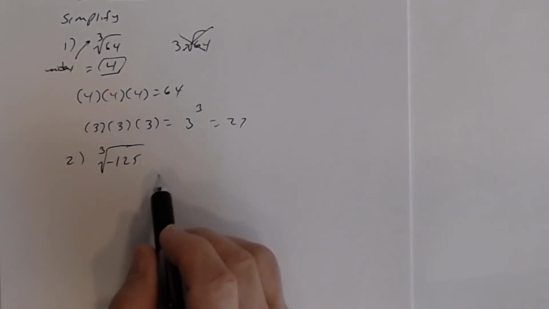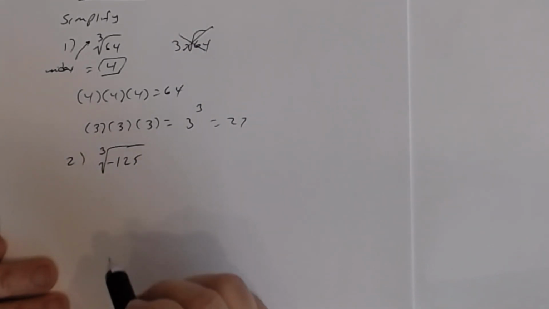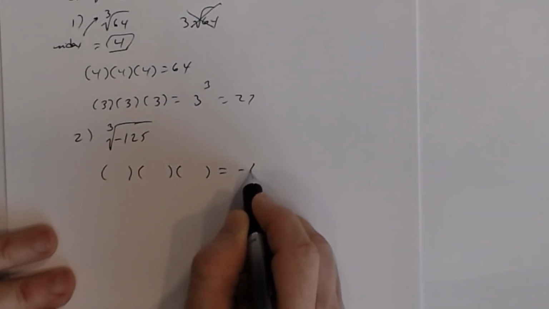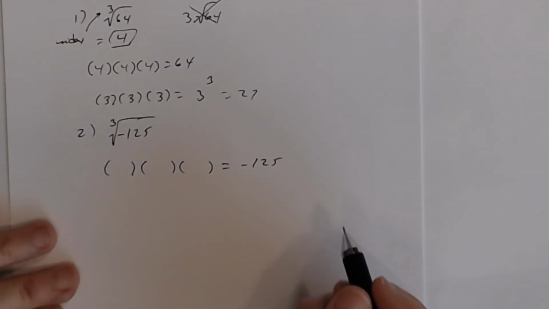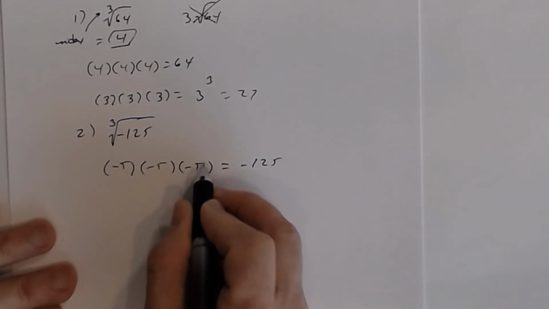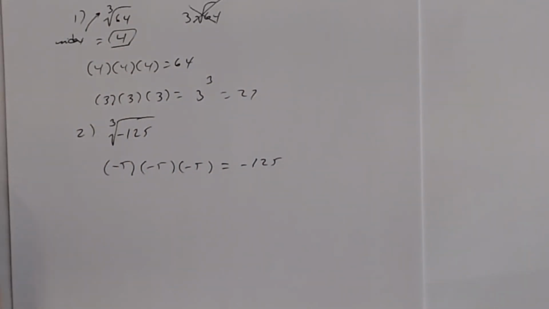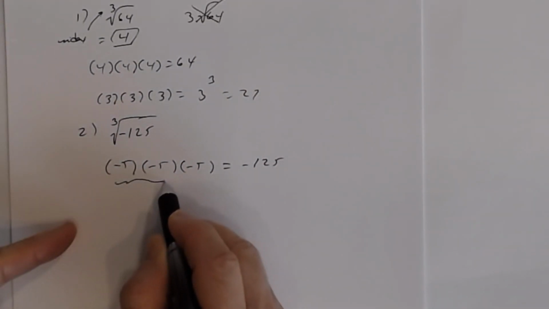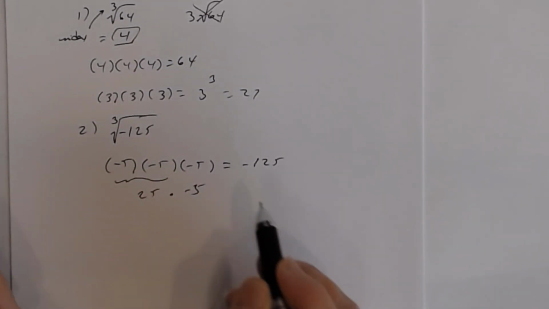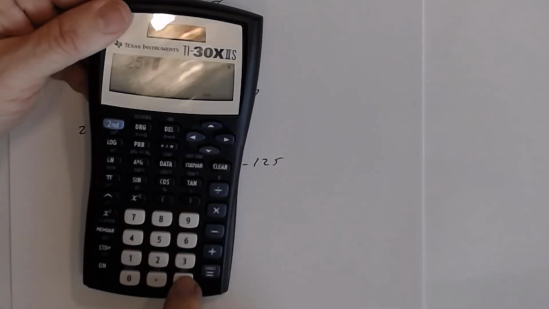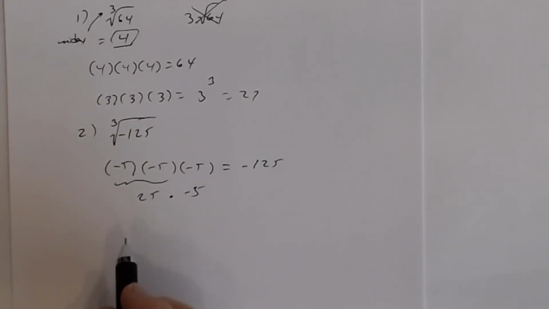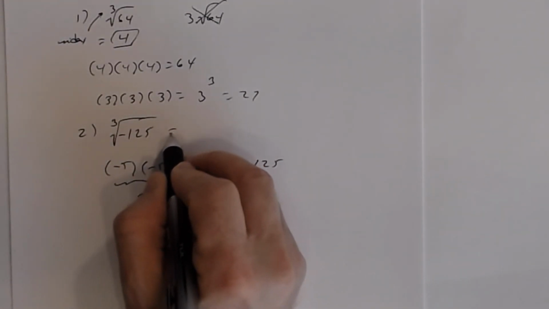But for cube root, it is possible to get a negative number. What number times itself 3 times is a negative 125? It is going to be a negative 5. A negative 5 times a negative 5 times a negative 5. Because watch, let's do it this way. A negative 5 times a negative 5 is 25, right? A positive 25 times a negative 5 gives me negative 125. So the cube root of negative 125 is a negative 5.